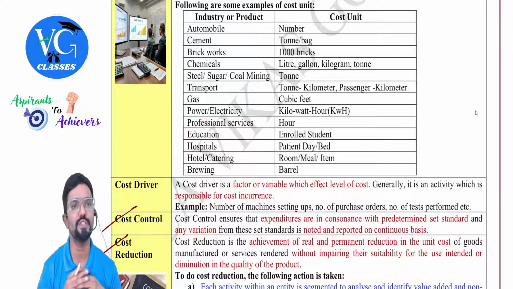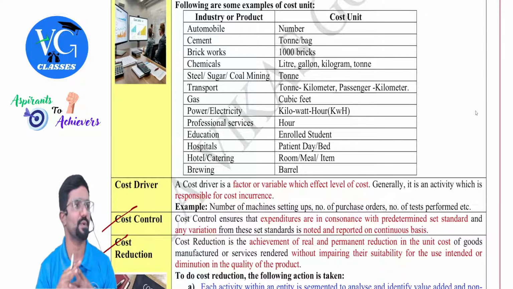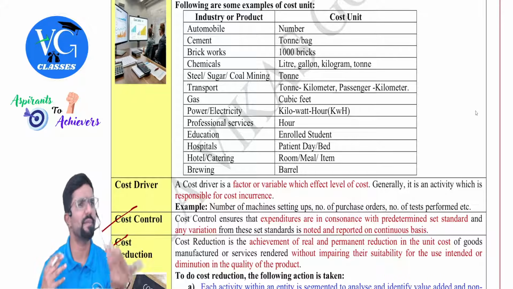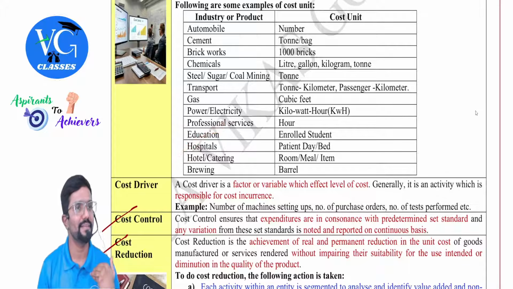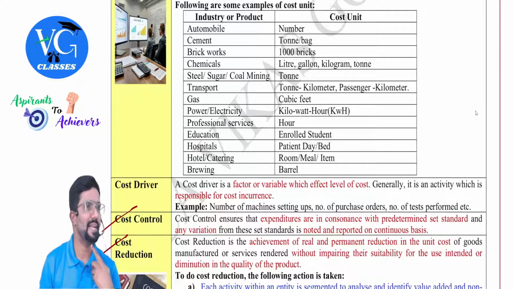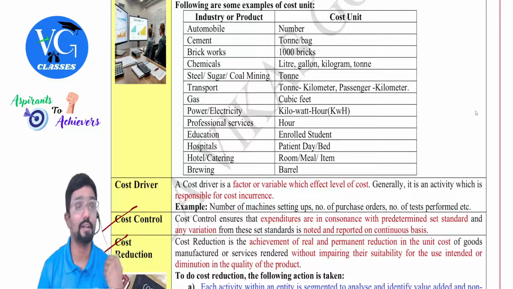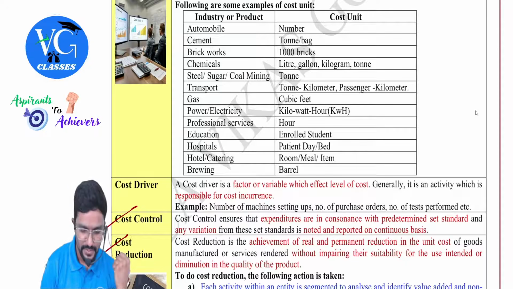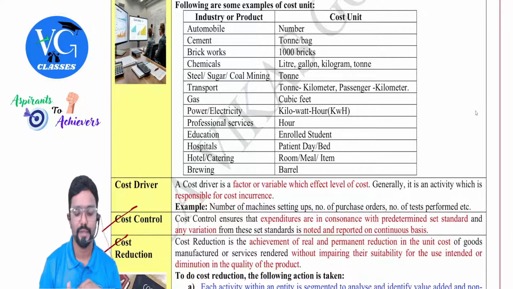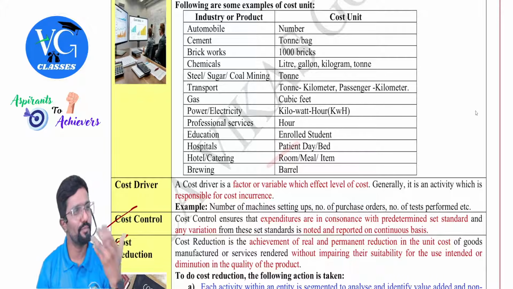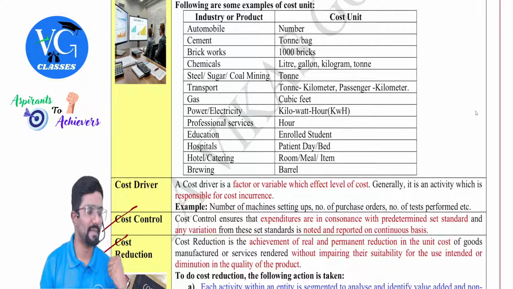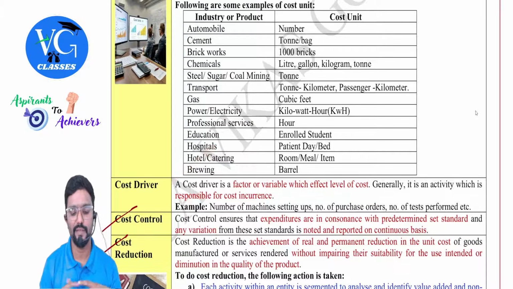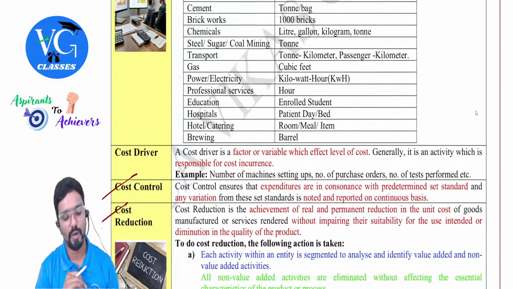Then education institutions: enroll student, or per student, or per course, or per year also it can be. Next, hospitals: per patient per day or per bed, it can be like that, or per treatment or per doctor visit, any of this. Next, hotel or catering: if it is accommodation, then per room per day. If it is like restaurant, per meal or per item. Then the last one is brewing, per batch. Okay, it's the process of making the alcohol.